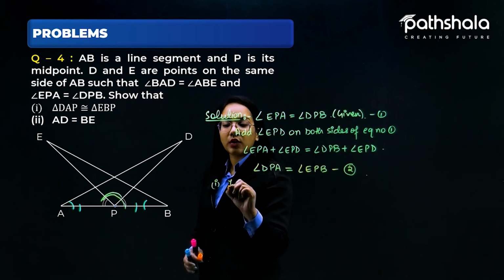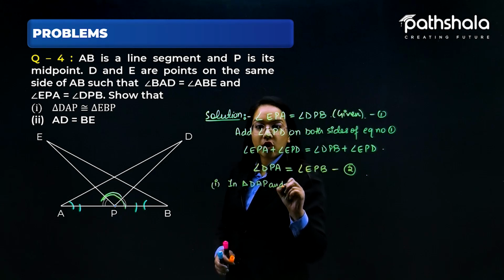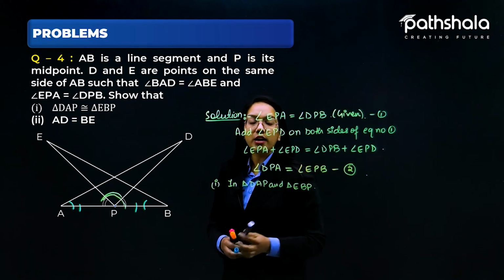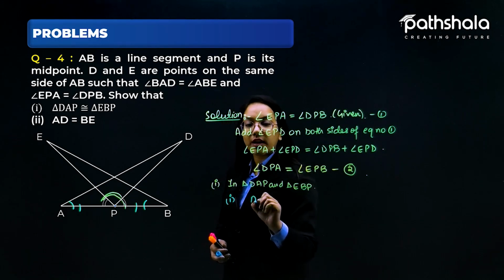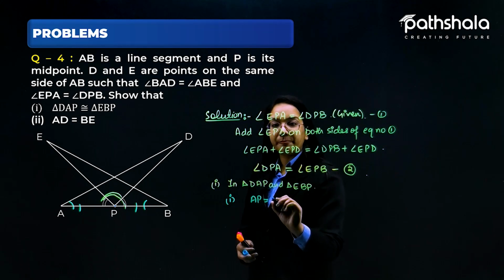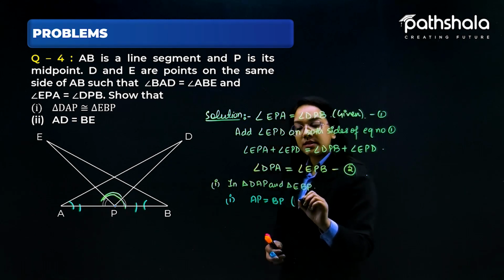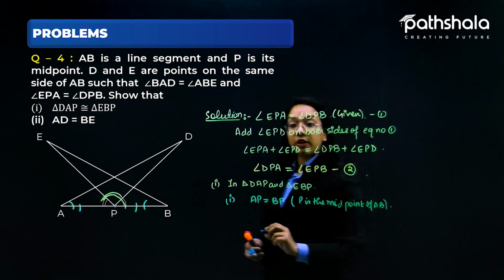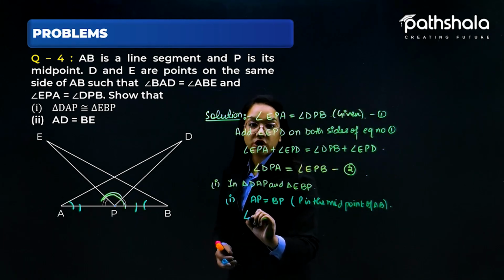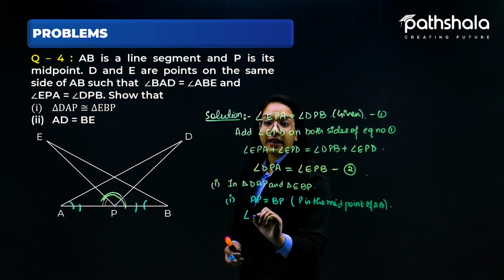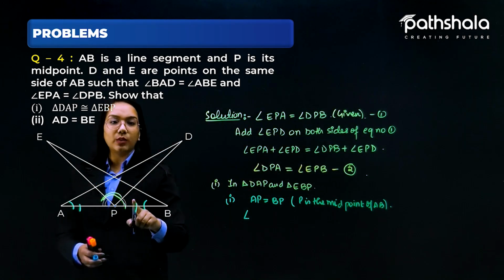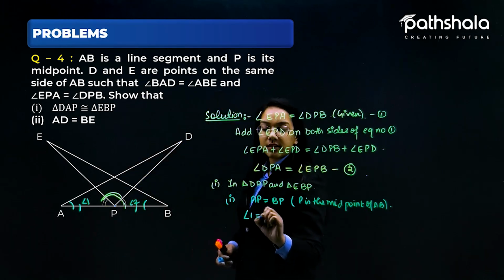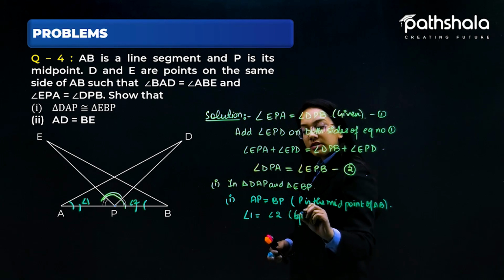Now we have to prove that the two triangles are congruent. So in triangle DAP and triangle EBP, what are the things that we have? First of all, AP is equal to BP, since P is the midpoint of AB. Furthermore, we have the angle BAD, this angle is equal to this angle. Let us call them angle 1 and angle 2. So angle 1 is equal to angle 2. This is a given condition.